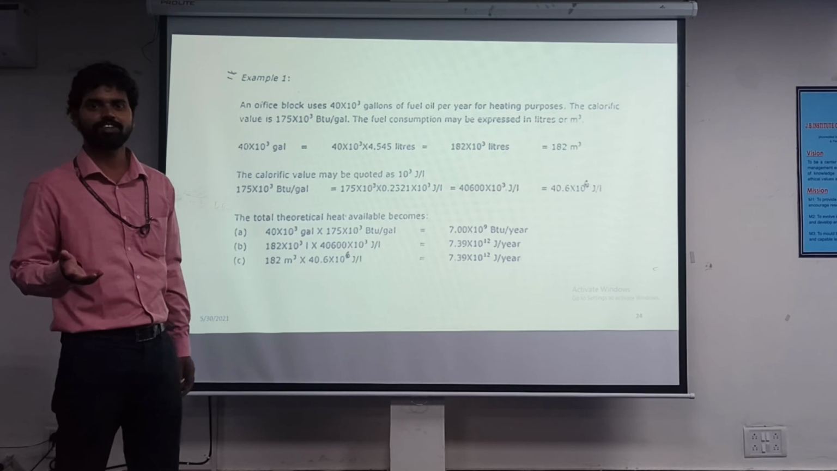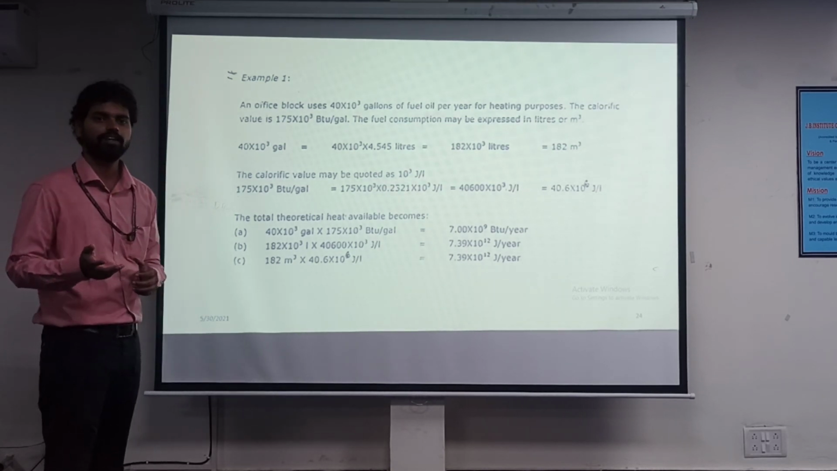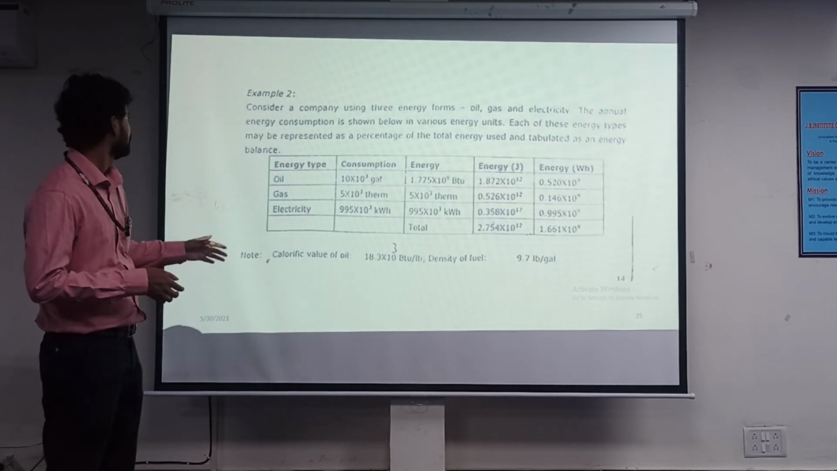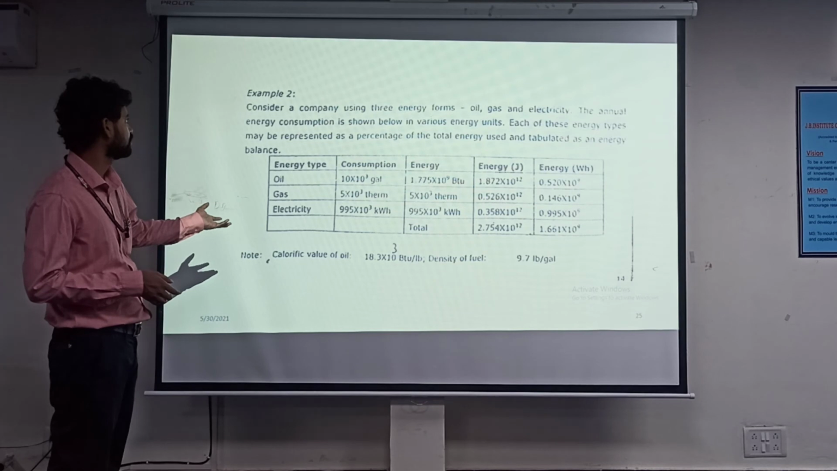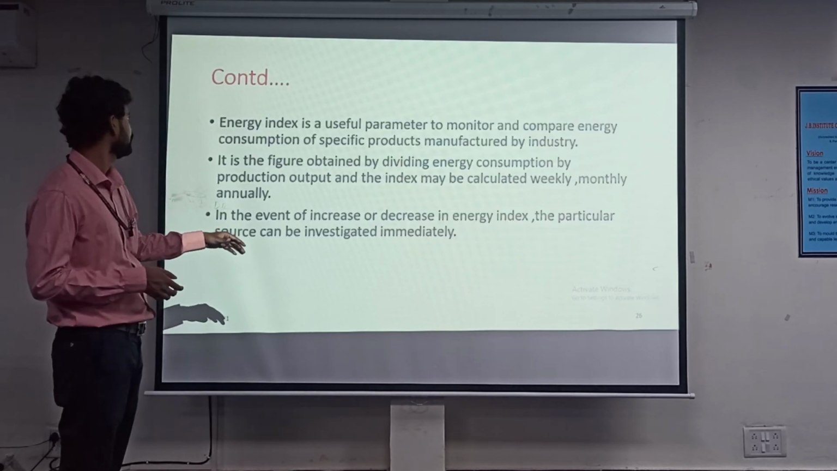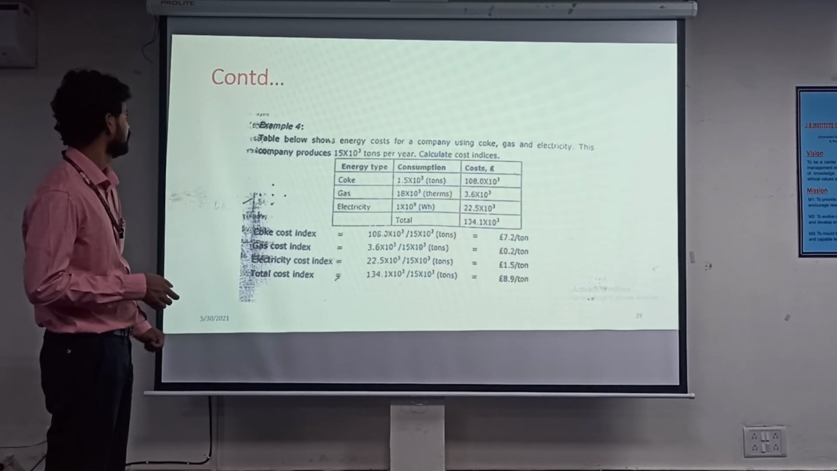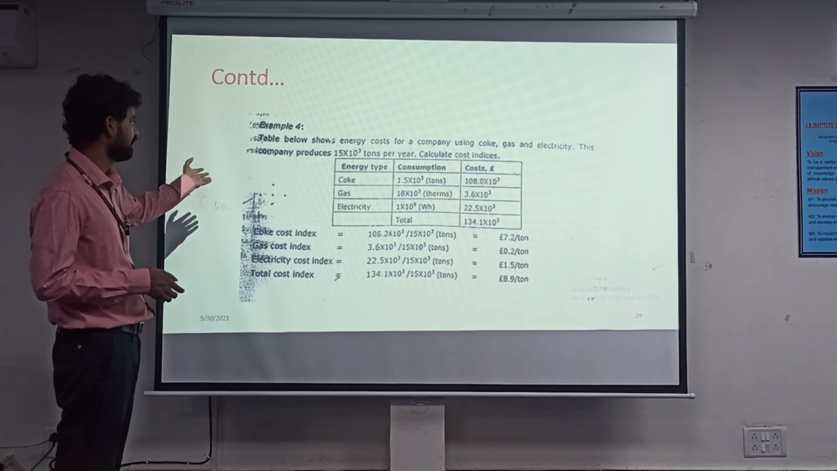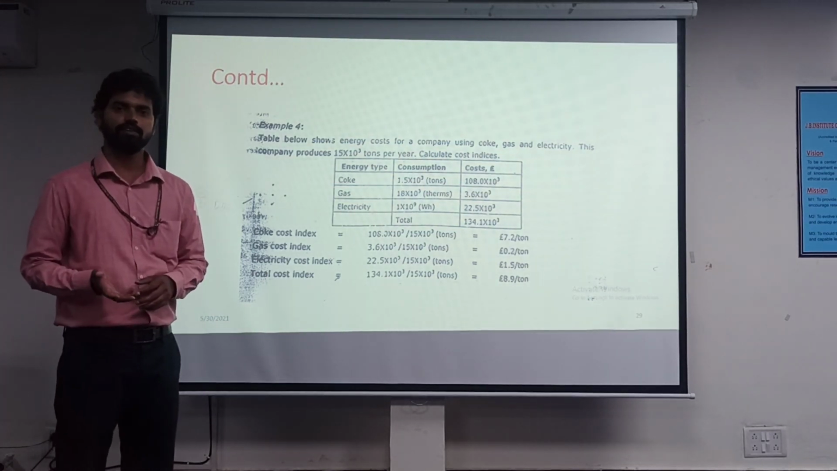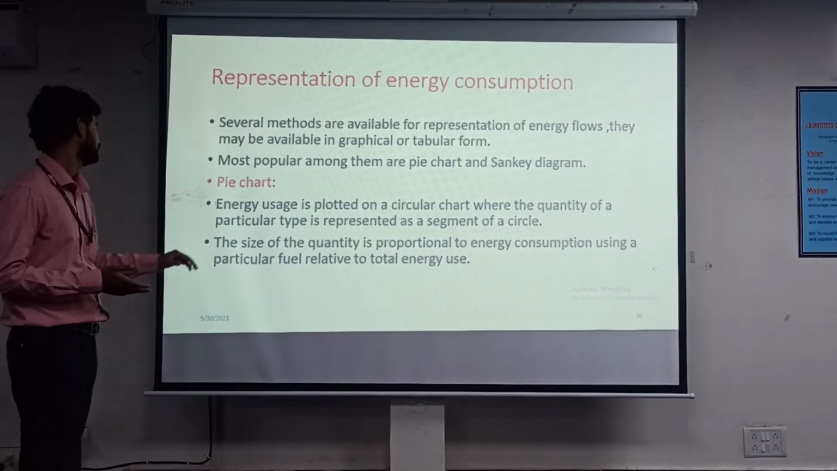Next, cost index. Cost index can be calculated using the formula: the cost of the energy fuel divided by production output. Similarly, energy index is calculated through energy consumed divided by production output. Cost index is another such parameter. It is calculated through cost of energy fuel divided by production output.